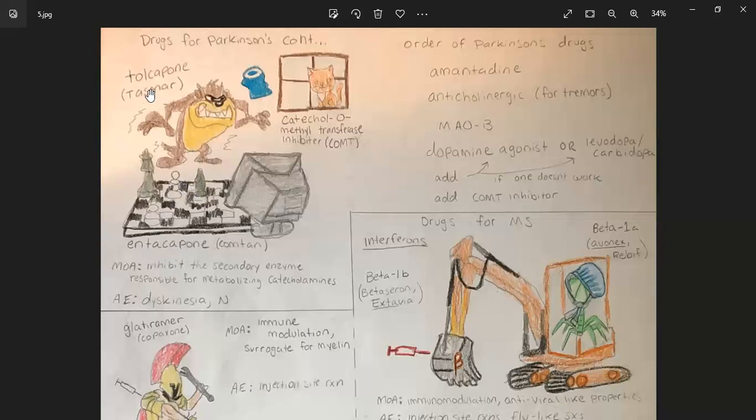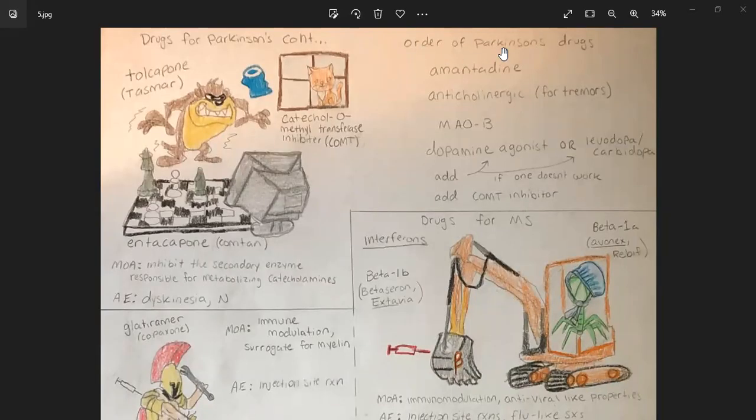So entacapone and then tolcapone. The cat here, he has a pet cat, is just to also help you remember not only comp like computer, but like cat, Nicole. So anyway, these inhibit the secondary enzyme responsible for metabolizing catecholamines. Again, catecholamines. Adverse effects are dyskinesia. So I think that's why I have these squiggly lines here. He's kind of not moving around as well. And then nausea.